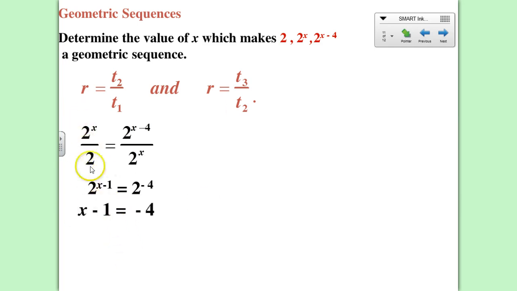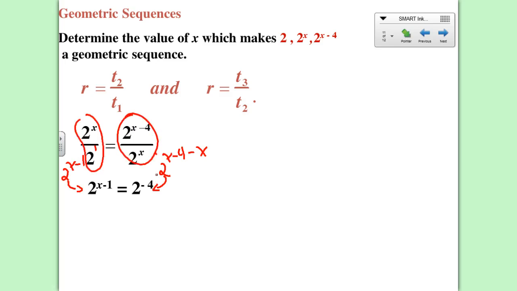If we look at each of these, 2 to the x divided by 2 to the 1 becomes 2 to the x minus 1. And if you subtract these two, I don't know if you can see where they came from, but this is a result of the fact that you subtract exponents, 2 to the x minus 4 minus x. This becomes that. And this one, this is 2 to the 1, so x minus 1 is what this quotient becomes. And therefore, you've got a pretty nice little equation.